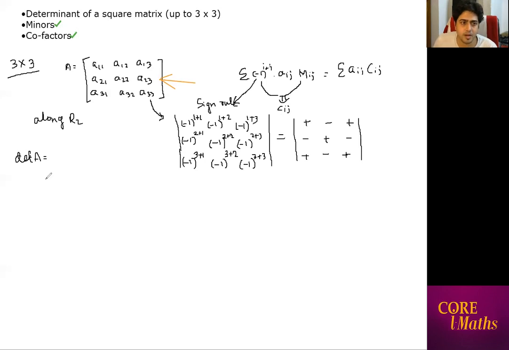So, determinant of A. Our target is to find the determinant of A. What is the formula? It is a summation. You first have to identify along which row and which column you are expanding the determinant to find its value. Here I have written that we will expand along row 2. Row 2 has the signs starting with minus, then plus, then minus.